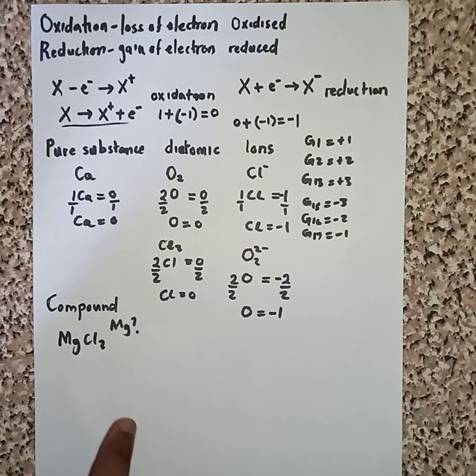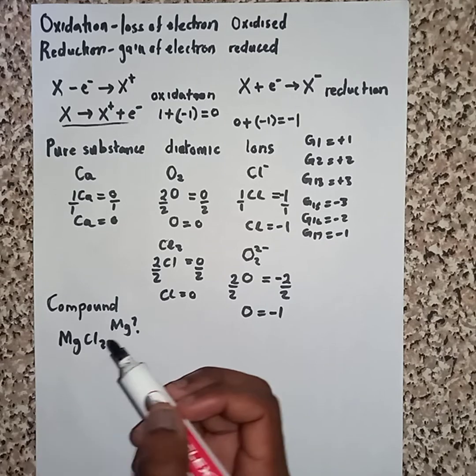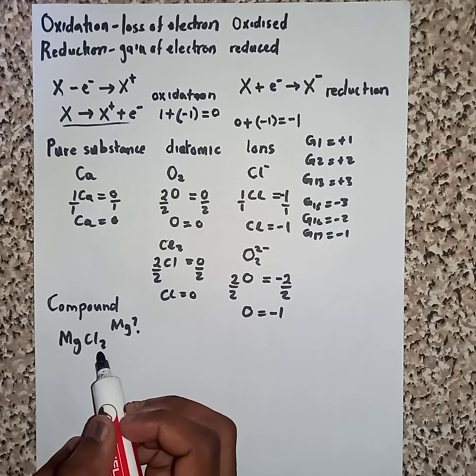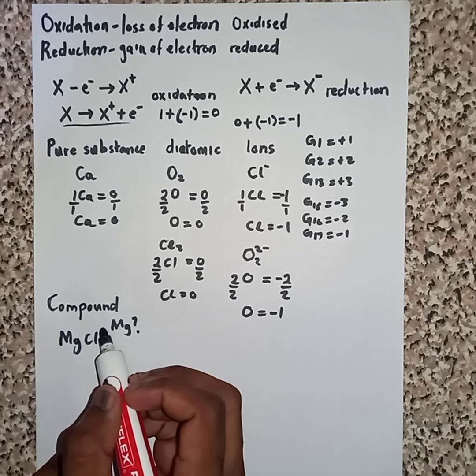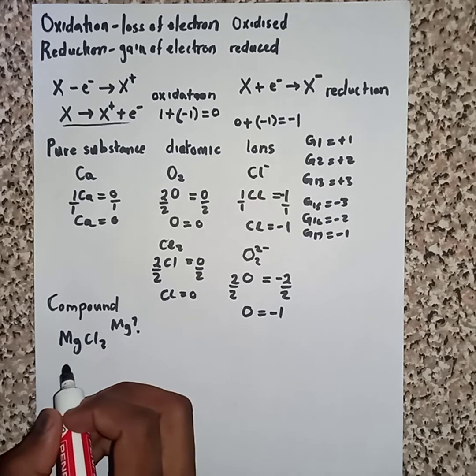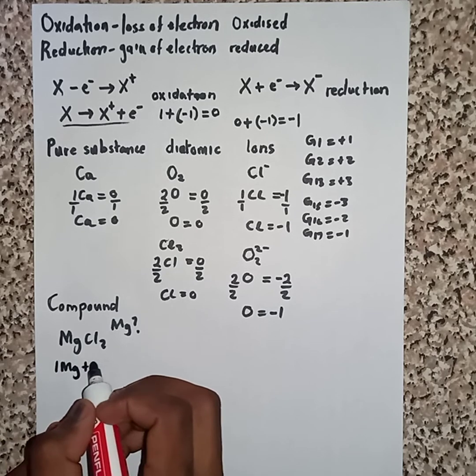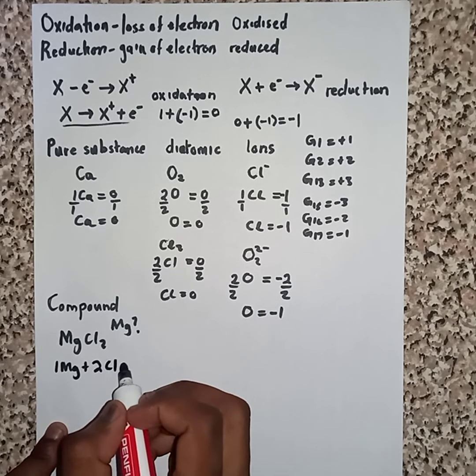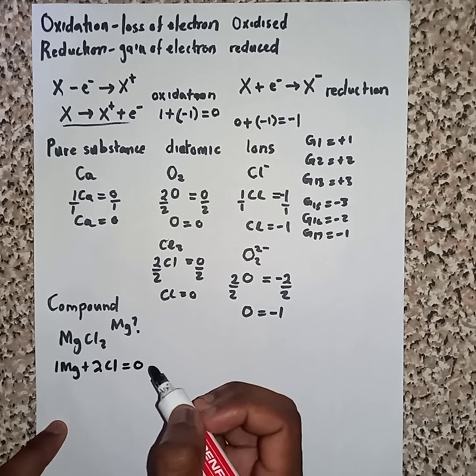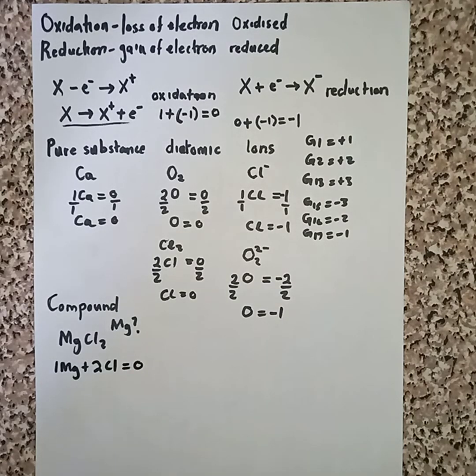Now they want us to find the oxidation number of Mg. The first thing you must do when you come across this situation is to consider your overall charge. Is there anything there? I have nothing, so it is 0. Then you say I have 1 Mg plus 2 Cl, which equals 0.